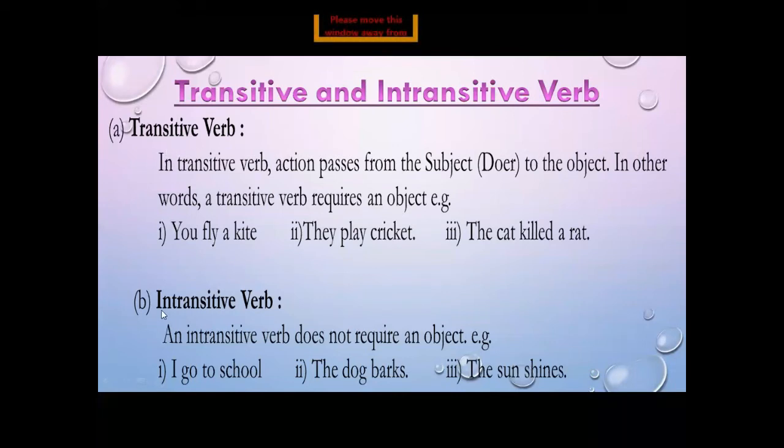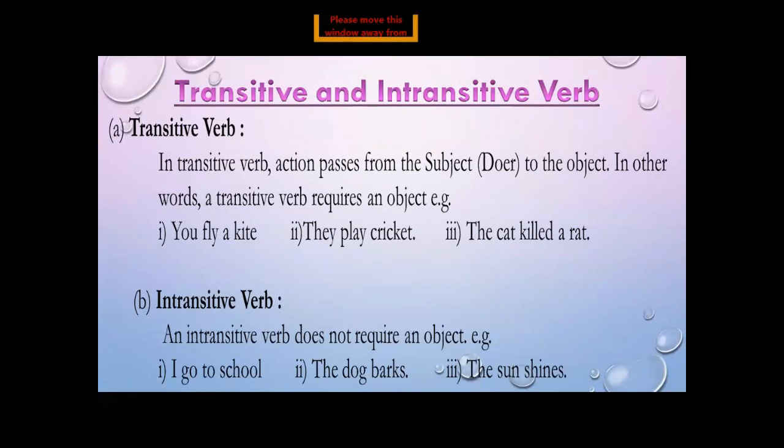Then let's see what are intransitive verbs. An intransitive verb does not require an object. For example, I go to school means the intransitive verb doesn't need any object. It is complete without an object, without a direct object. Just like I go to school. Here there is no direct object. I go to school. There is no object.